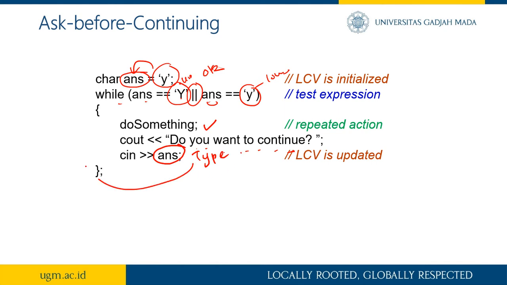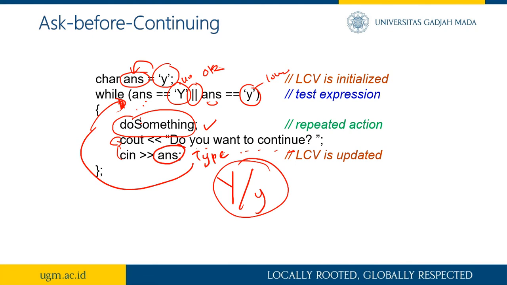If the answer is still y, upper or lower, it will do the looping again, do something here again, and prompt again, do you want to continue? As long as I type y after the prompt, it will repeat again and again. It will only stop when I type another character, like maybe X, A, B, or a hashtag. So that's the repetition that asks before continuing.